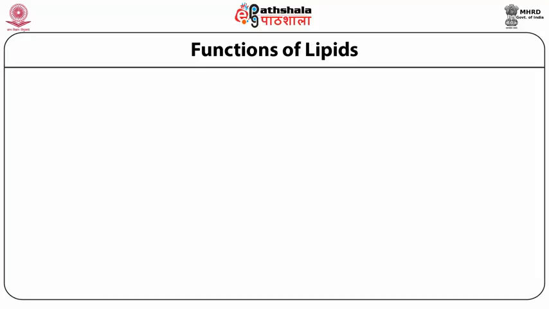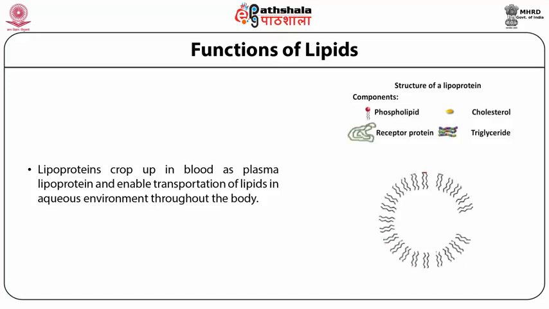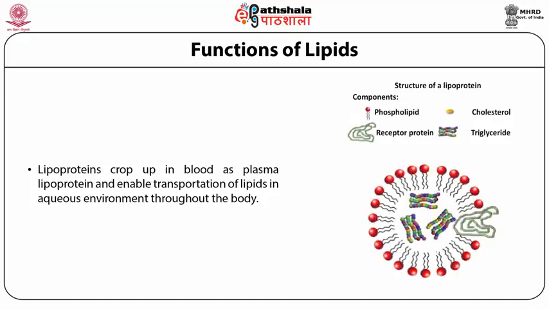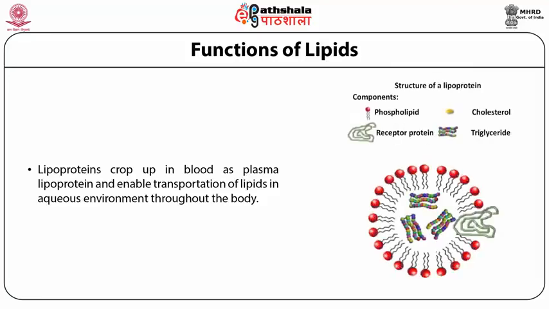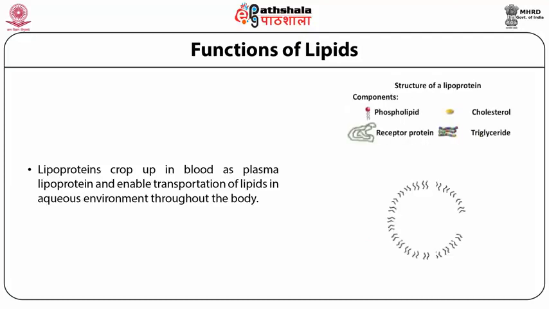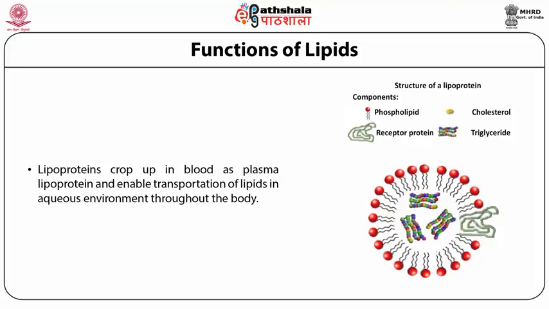If we look at the structure of lipoproteins, it has a phospholipid, cholesterol, receptor protein and triglycerides. The lipoprotein complex appears in blood as plasma lipoprotein. Actually, they are the combination of proteins along with the lipids and help in the transportation of lipids in aqueous environment throughout the body of the organism.